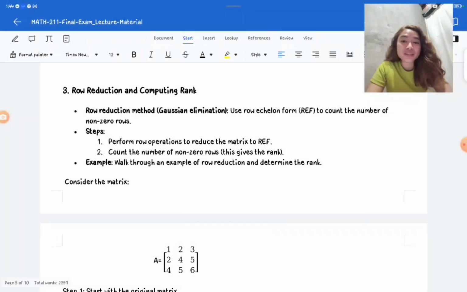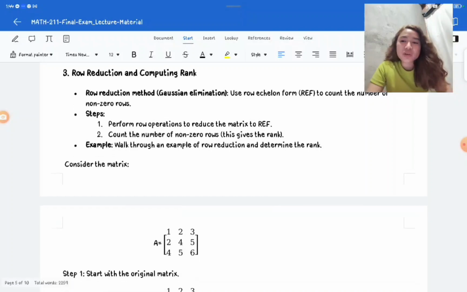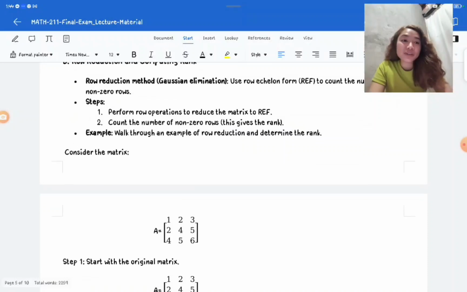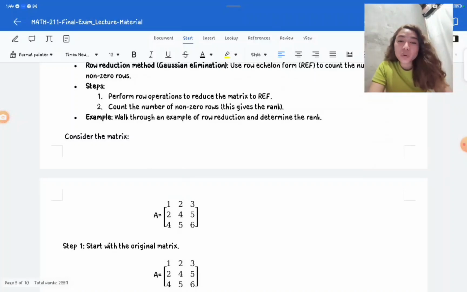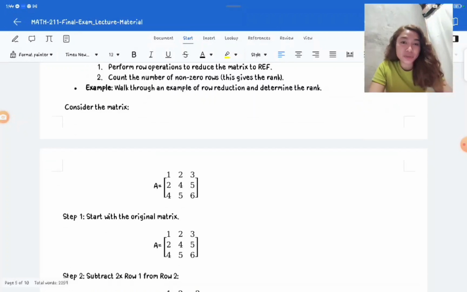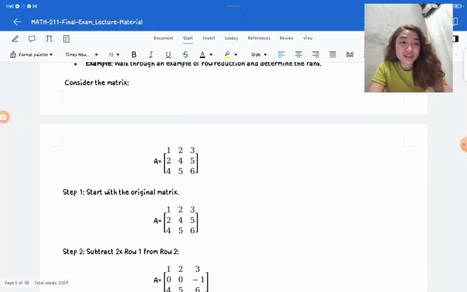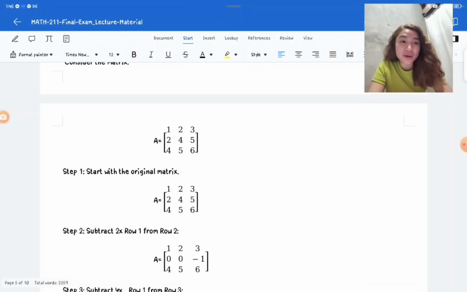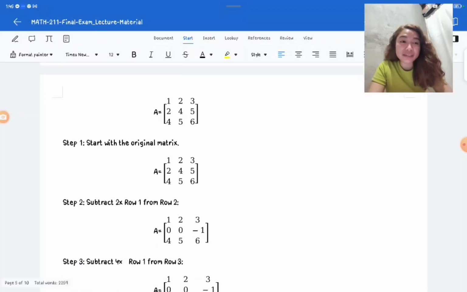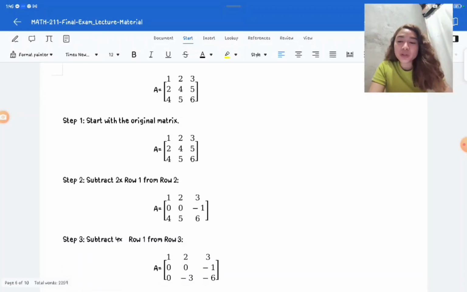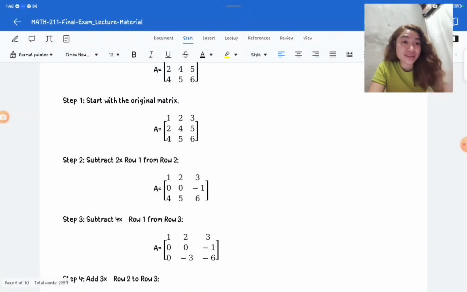And so now let's proceed to row reduction and computing rank. The row reduction method, or Gaussian elimination: we're going to use the row echelon form, or REF, to count the number of non-zero rows. So we have two basic steps here. Perform row operations to reduce the matrix to REF and count the number of non-zero rows. This gives the rank. For example, we're going to walk through an example of row reduction and determine the rank. Let us consider the matrix A equal to 1, 2, 3, 2, 4, 5, and 4, 5, 6. In step 1, we start with the original matrix, which is this one.